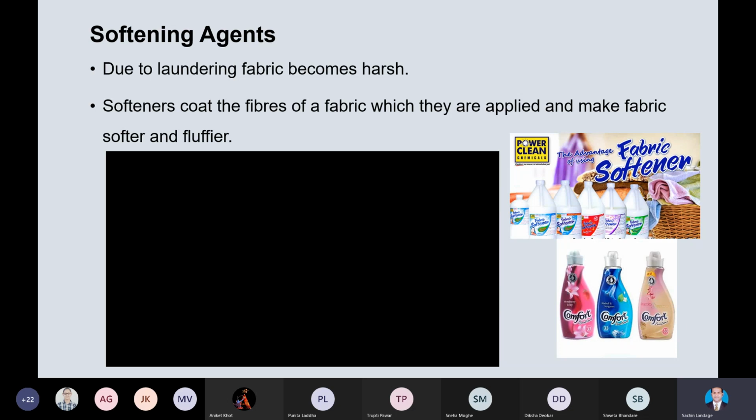Now, sometimes nowadays, as I told you, the technology is developing. In some softeners, they are adding the optical brightening agent also. Not only the softener, but they are adding optical brightening agents, which will help us to have brighter garments, or to mask the smell of the softener.